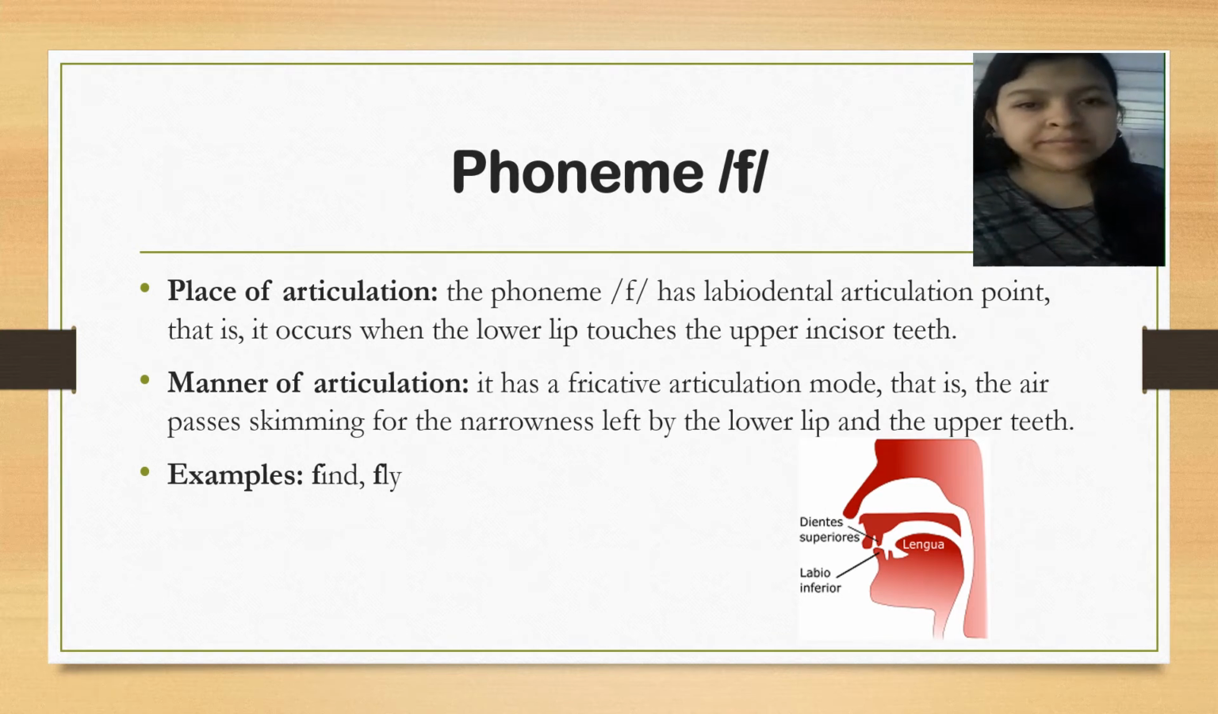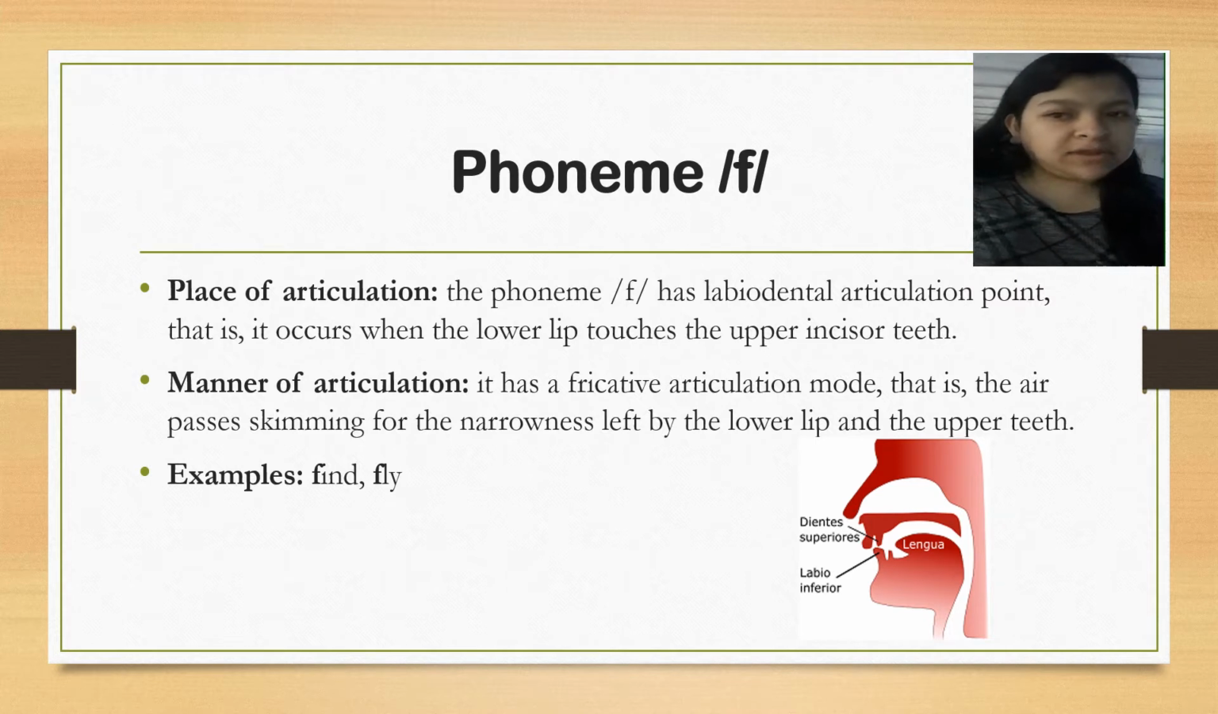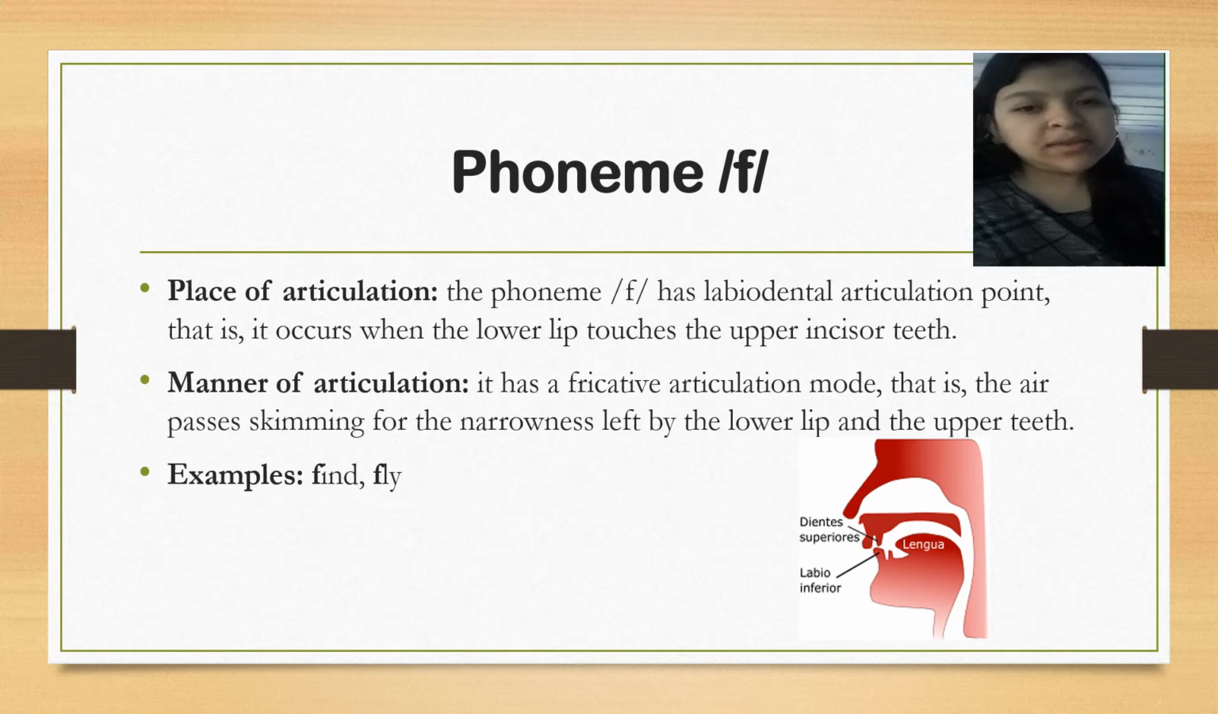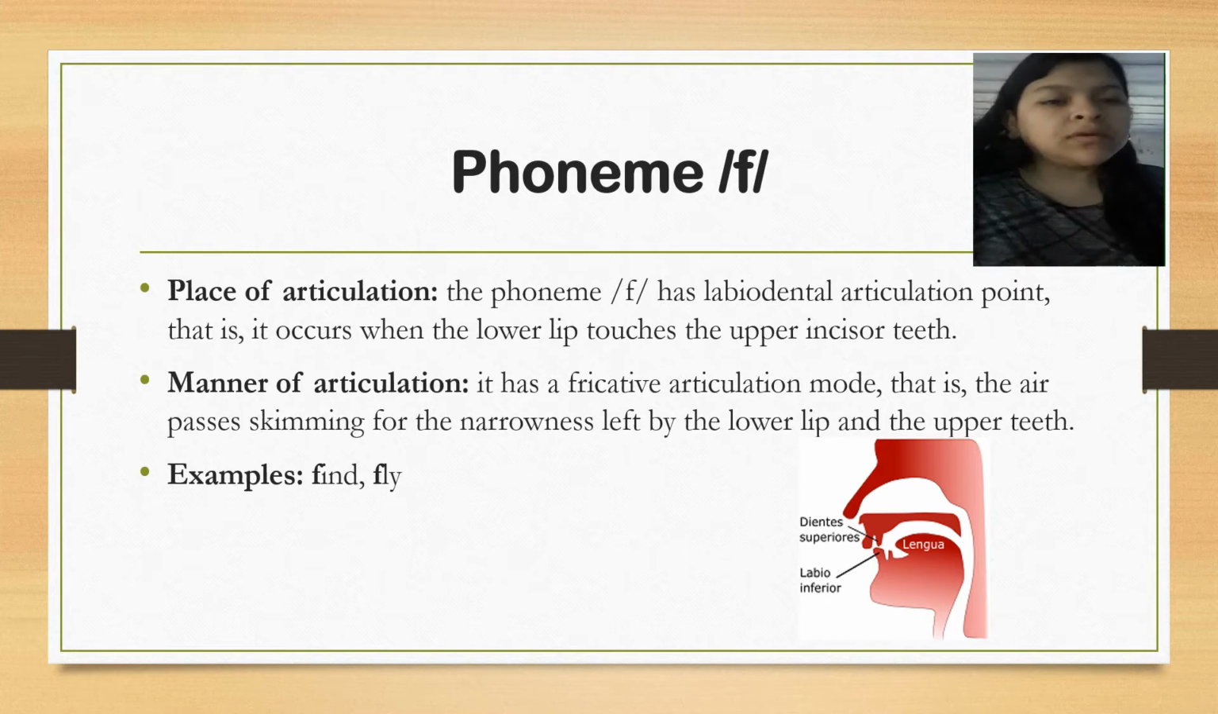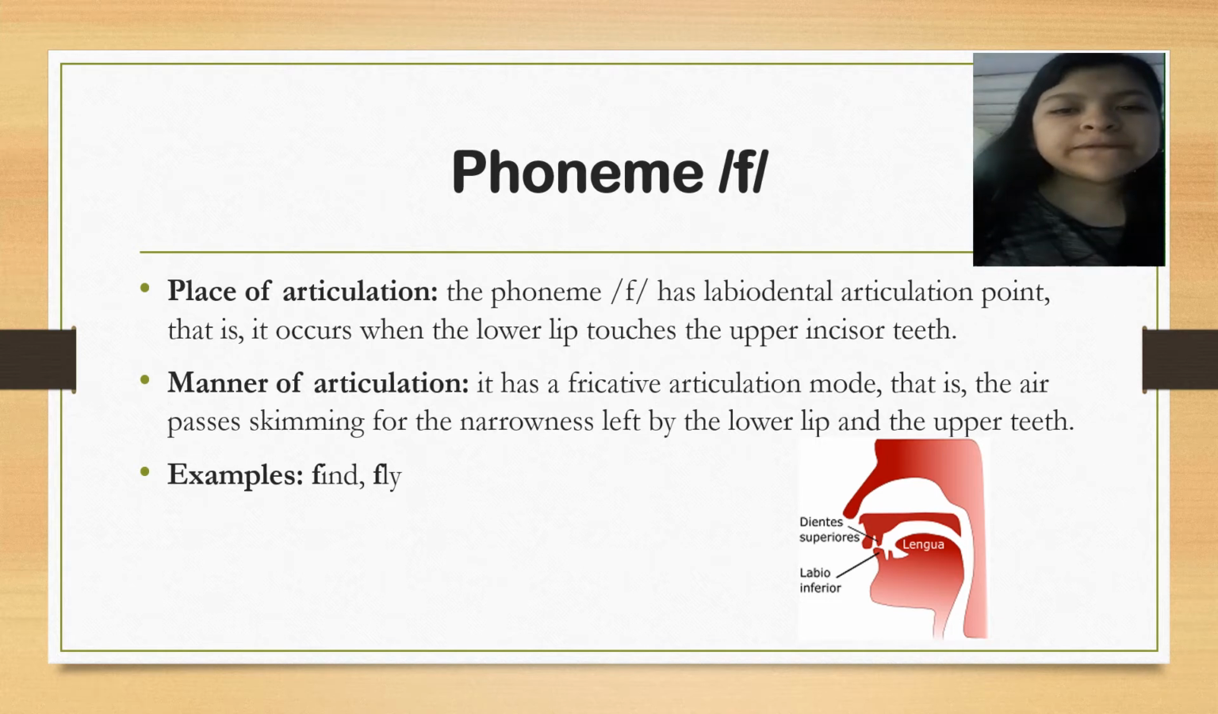Phoneme F. The phoneme F has a labiodental articulation point, that is, it occurs when the lower lip touches the upper incisor teeth. It has a fricative articulation mode, that is, the air passes skimming through the narrowness left by the lower lip and the upper teeth. The pronunciation of this phoneme is F. Example: fine, fly.